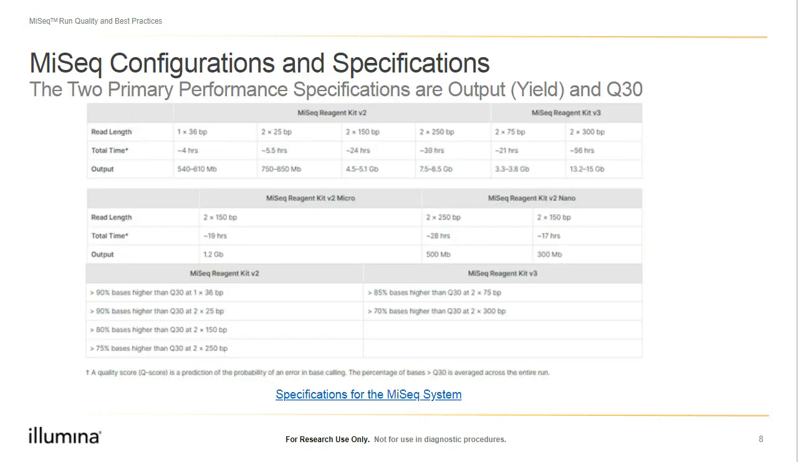Here we can see the specifications for the various types of MiSeq flow cells and kit configurations. For run quality, we have two primary specifications, which are Q30 and yield. The exact specifications will depend on the kit type and configuration in use for the run. We can take a brief pause here so everybody can review the tables really quickly, but we're not going to do a deep dive into the various specifications. These tables can be found on the MiSeq specifications webpage, which there's a link to at the bottom of this slide.